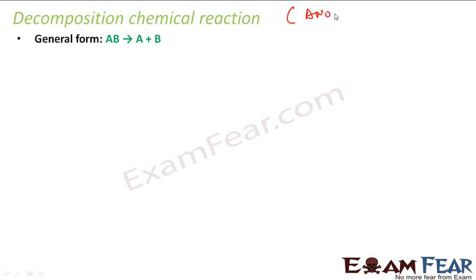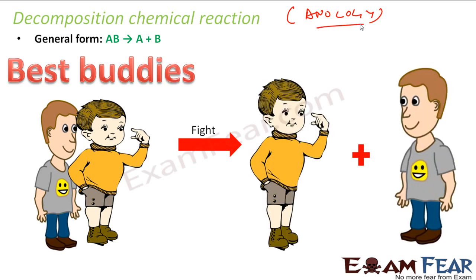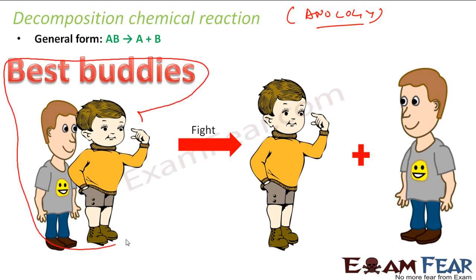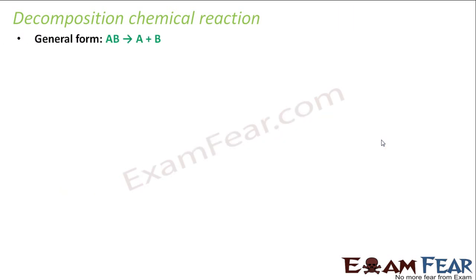The next is decomposition reaction. Let's study the analogy of this. They were two best buddies, now they're just one identity, and they fought over some topic. Maybe one got less marks, something. They just fought, and now they are two different people. So they were one identity called best buddies. They fought in real life, right? They fought and they became two different identities. This is similar to a decomposition chemical reaction in the chemistry world.